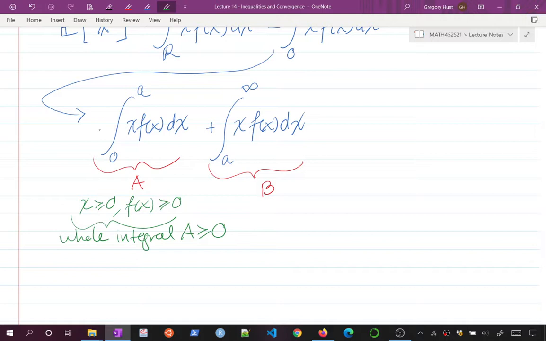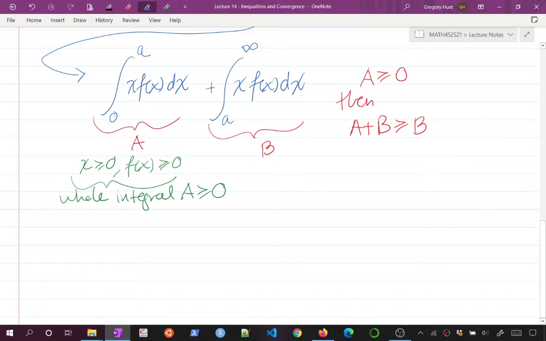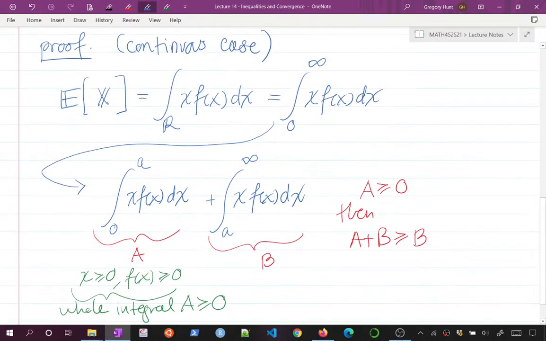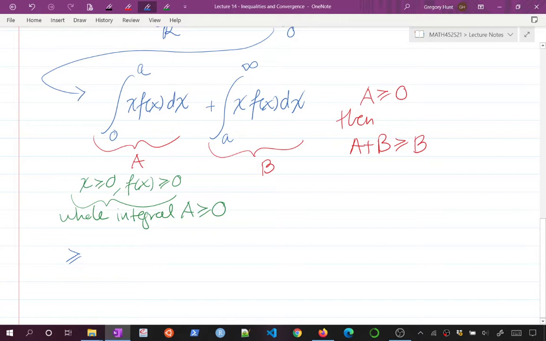And so, by simple rules of arithmetic, if A is bigger than 0, then surely A plus B is bigger than or equal to B. And so our integral here, which originally started off as just the expected value of X, that's all we're looking at, is bigger than B, is bigger than this integral, right? Because the first integral is non-negative, and so the sum of the two integrals is certainly bigger than the second one here.